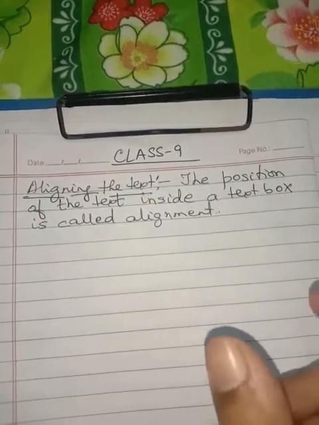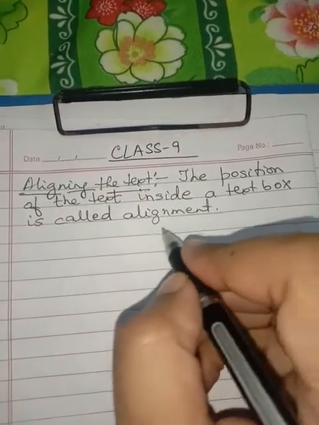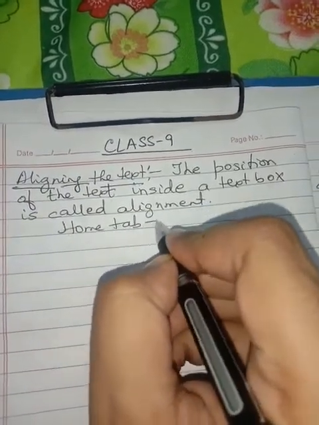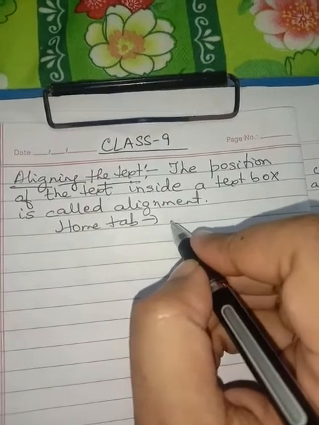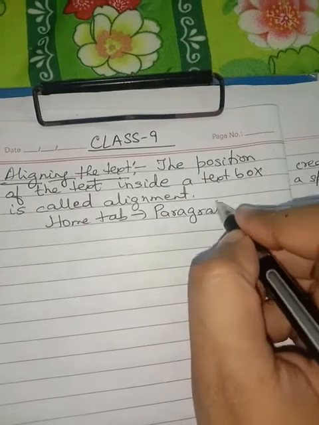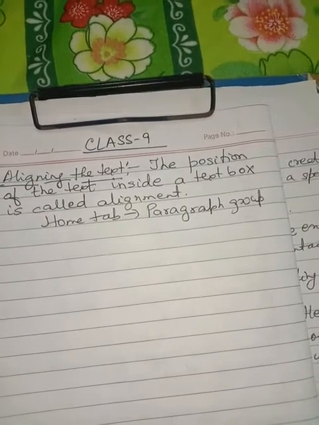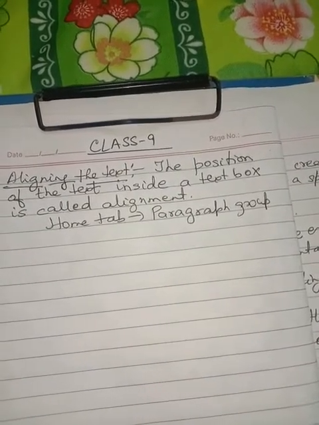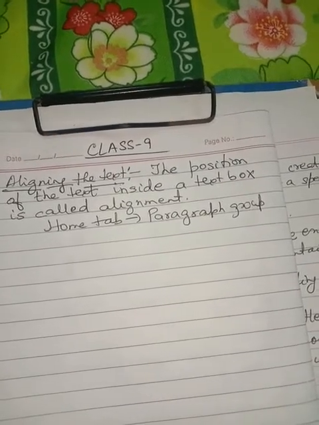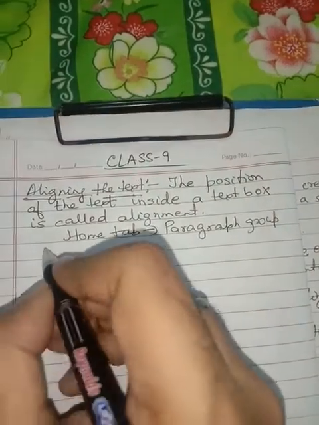So the paragraph group on the home tab has all the alignment features. So remember, for the alignment option, we have to move to the home tab, and from the home tab we have to move to the paragraph group. The paragraph group contains all the alignment features. So in MS PowerPoint, there are two types of aligning the text. The first is the vertical alignment and the next is the horizontal alignment. So we begin with vertical alignment.